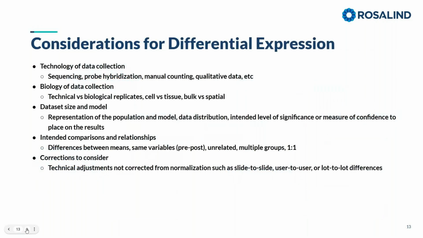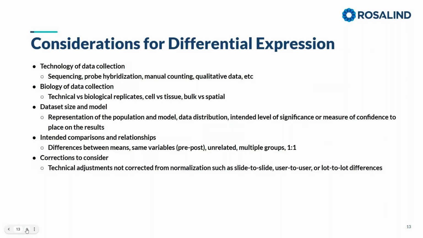In general, what are some considerations you want to think about when looking at differential expression? Some items to consider are the technology of your data collection. What is the actual technology? Was it sequencing? Was it probe hybridization? Did you perform manual counting? Do you have something like qualitative data? There's a million different things you could perform here with technology, and that is all going to play into what your data looks like: its noise, its background, its variance. All those things come into play.